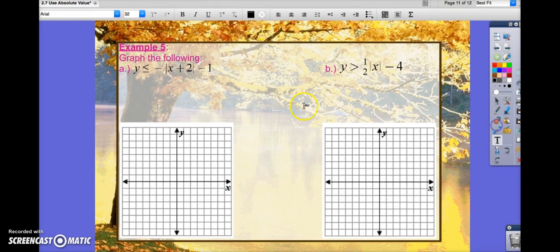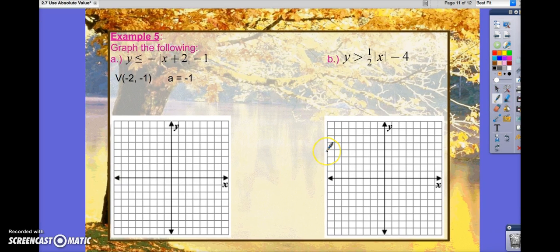First things first, let's go back to saying what our vertex is. Vertex should be -2, -1. My slope, or my A, should be -1. That's the number up front, understood as -1. Let's start by graphing. With an absolute value graph, we're looking at an inequality now. For the inequality, my graph should be solid or dashed, right? If I look here, it's or equal to, so it should be a solid line.